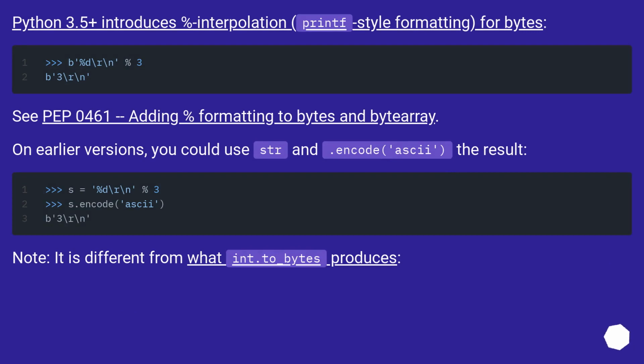Python 3.5 plus introduces % interpolation, printf-style formatting, for bytes. See PEP 461, adding % formatting to bytes and bytearray. On earlier versions, you could use str and .encode('ascii') the result. Note, it is different from what int.to_bytes produces.